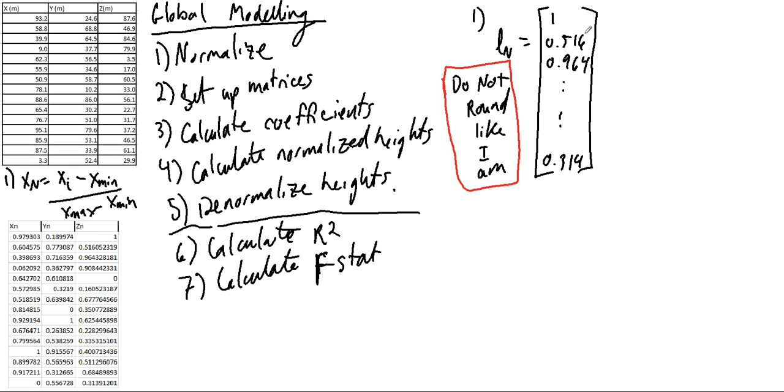So this is my L matrix, so don't round like I am, but there's my Z normalized values. Then I'm going to do my X matrix, and these are my coefficients. If it's a first order, it's just A0, A1, and A2, right? So that is my first order.